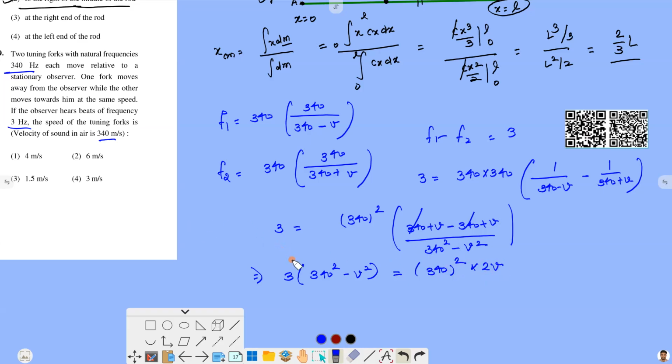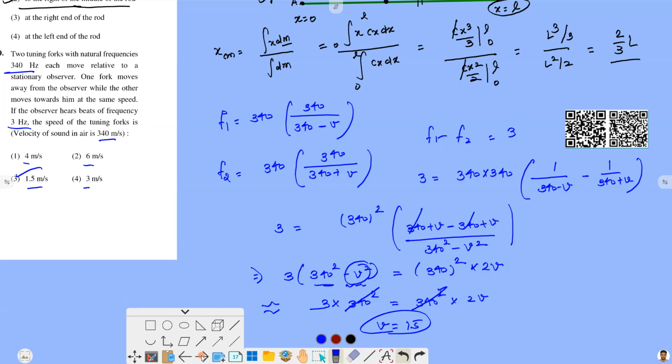Now, if we see the answers, we can see that the value of v, which we have to calculate, is either 4, 6, 3, or 1.5. So it means it is very small as compared to 340. So we can neglect v square down here because it is very small as compared to 340 square, and it can be written as 3 into 340 square is equal to 340 square into 2v. These two get cancelled, and from this 3 is equal to 2v, and velocity comes out to be 1.5, and that is given in option number 3. So option 3 will be the right answer.